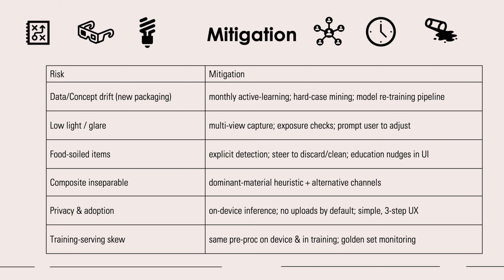We also guard against training-serving skew. The exact pre-processing is packaged once and reused in both training and the phone app with strict input schemas. Before every release, we run a golden set, about 1,000 labeled items, through the full pipeline on both sides, and compare per class metrics and per item outputs. We then do a small canary to watch for any real-world drift before a wider rollout.